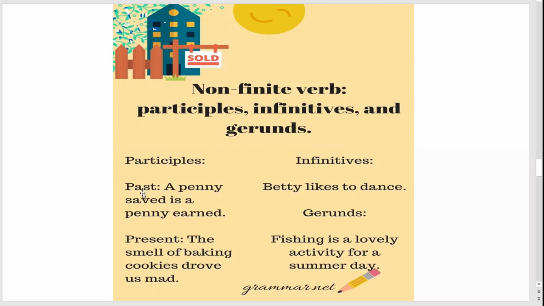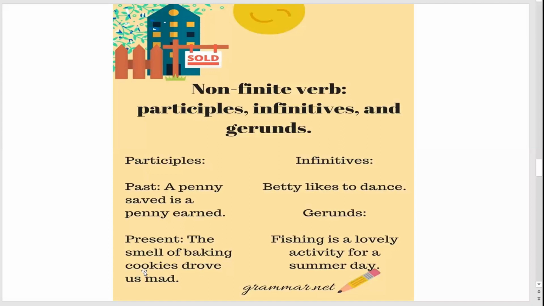Next, let's go to the next one, that is participle. We have learned that there are two kinds of participles, present participle and past participle. Let me take the present participle. The smell of baking cookies drove us mad. Here the word is "baking." Is there a helping verb behind it? No. So it cannot be a verb.